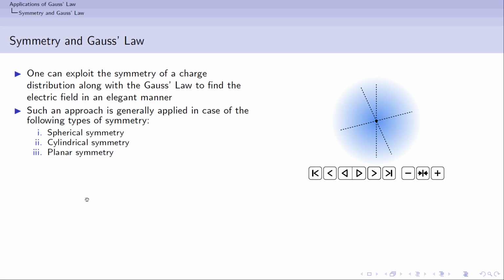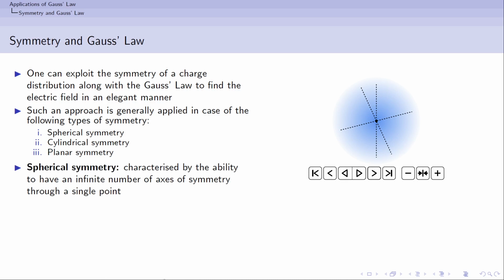This approach that we are going to follow is applicable to the following types of symmetry. First is the spherical symmetry, then we have cylindrical symmetry, and finally we have planar symmetry. What we see over here is a spherical symmetry. How do you characterize spherical symmetry? We can characterize it by the ability to have an infinite number of symmetry axes which pass through the same point. Here you see there is a certain point which we denote as the center of the distribution. If we can pass an infinite number of such axes of symmetry through this point, then that's a spherical symmetry.